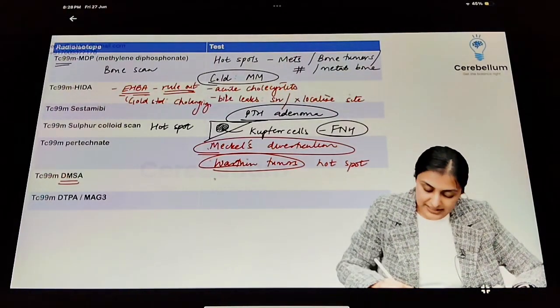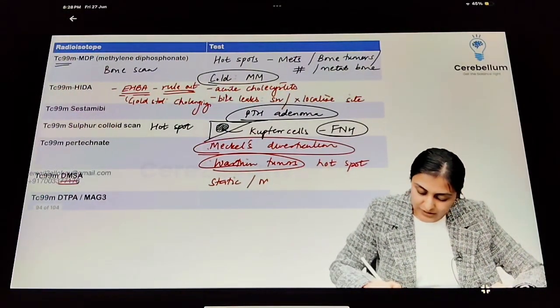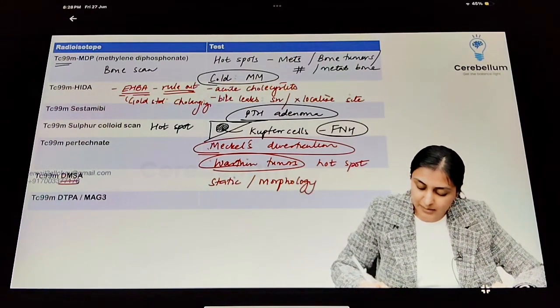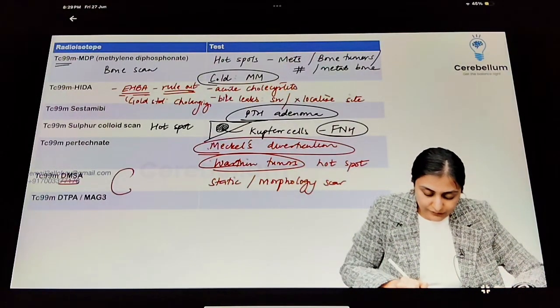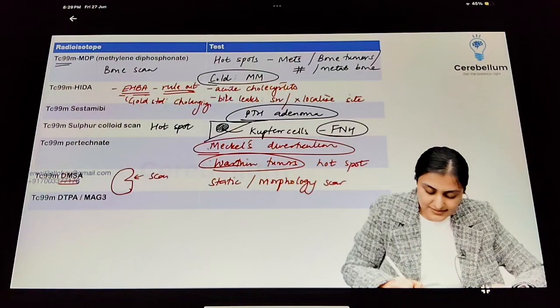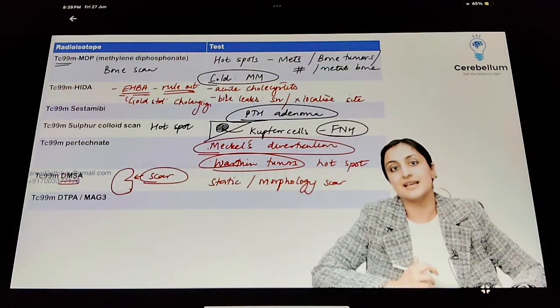DMSA, the name tells you everything. It's a static scan. It's like taking a picture of the kidney. It's a static scan, or M for morphology scan. So it tells us about the activity of the compound in the kidney, and if there is any non-functional area, that is going to be called a scar. So this is the investigation of choice to pick up renal scarring. That is DMSA.